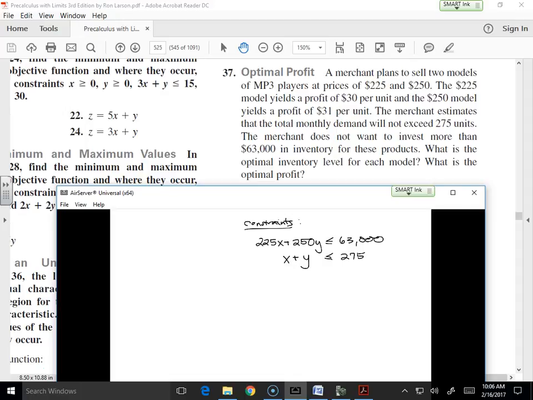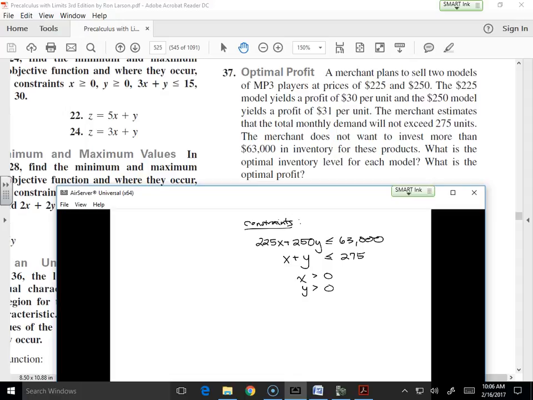Is there anything else that's like a limitation? Yes, it has to be positive. Oh, so x has to be greater than zero and y has to be greater than zero. I think that's it, right? Okay. So we have all of our limits.